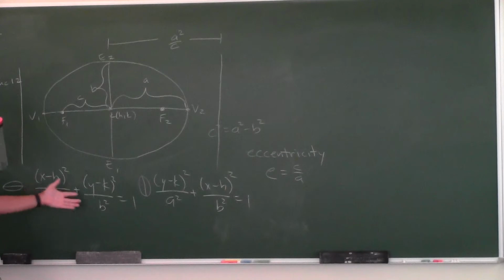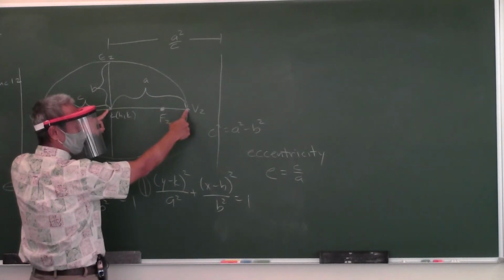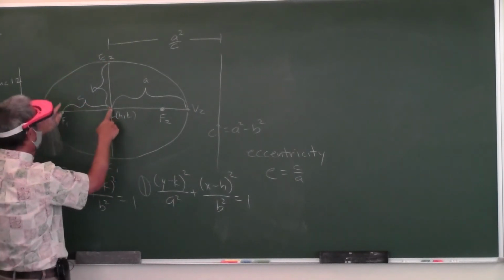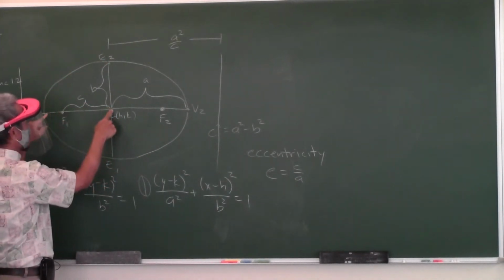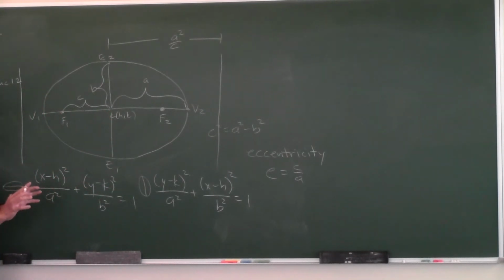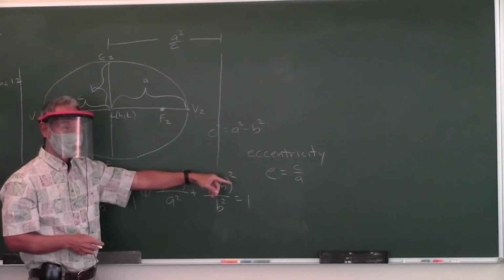So a, b, and c are just numbers. a is half the length of the major axis. b is half the length of the minor axis. c is the distance from the center to the focus. Every ellipse has these three numbers. To compute the eccentricity, you simply compute c over a.